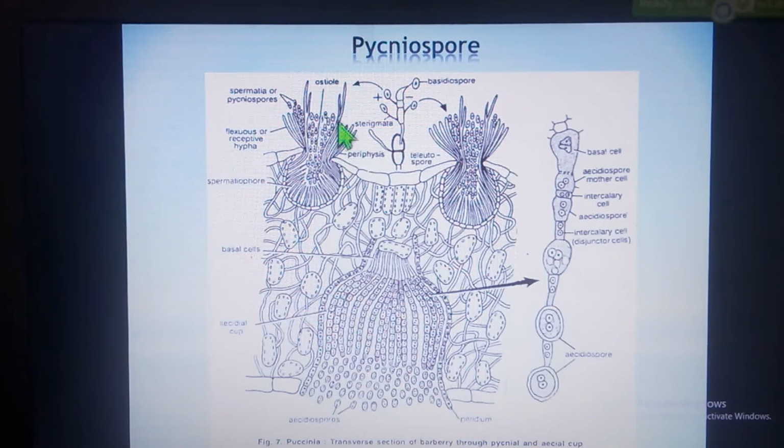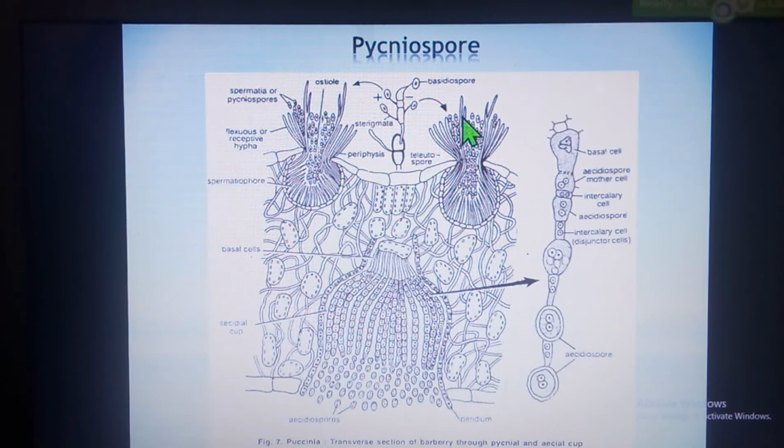Now what will happen, suppose an insect comes in contact with this pycnium here, so the positive spore will get attached to the feet of the insect. Now if that insect comes in contact with this negative type, those spores will come in contact with the receptive hypha. So the positive spore will come in contact with this negative flexuous hypha or receptive hypha.